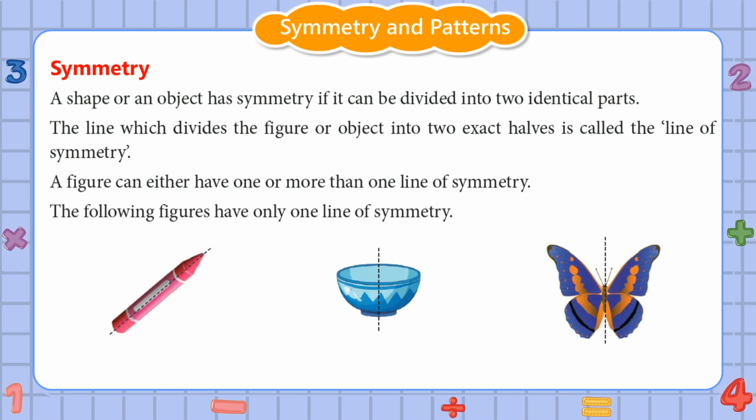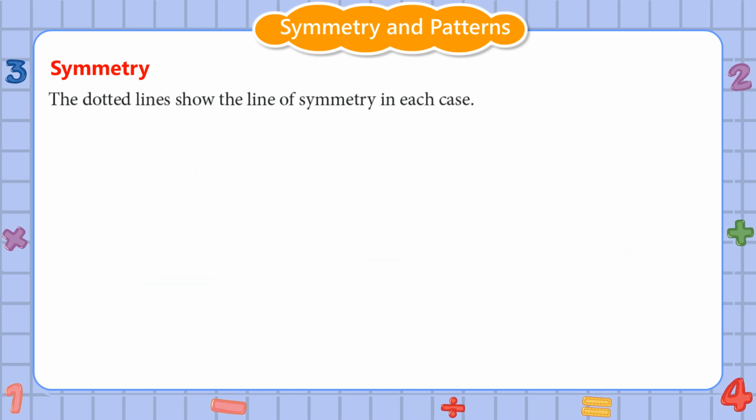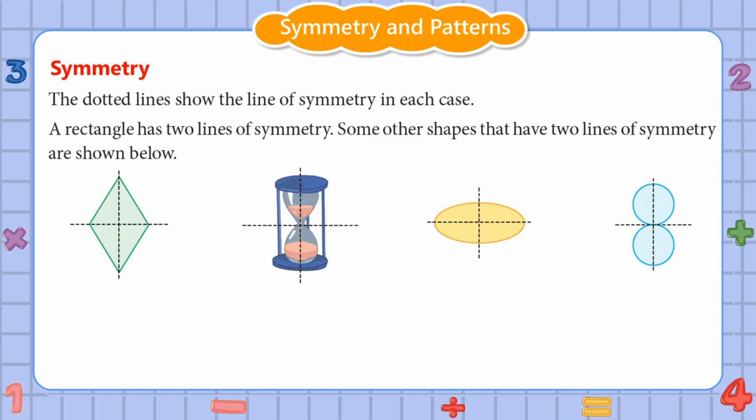The following figures have only one line of symmetry. The dotted lines show the line of symmetry in each case. A rectangle has two lines of symmetry. Some other shapes that have two lines of symmetry are shown below.